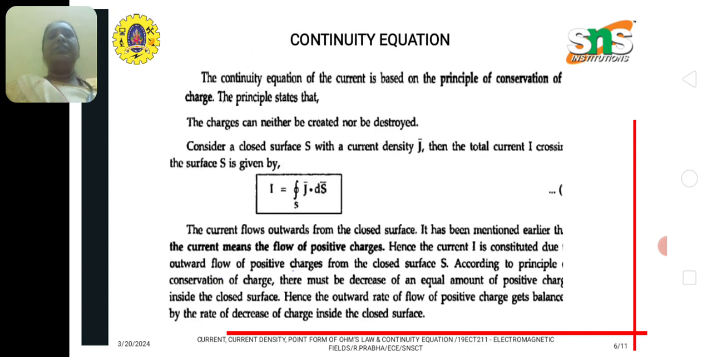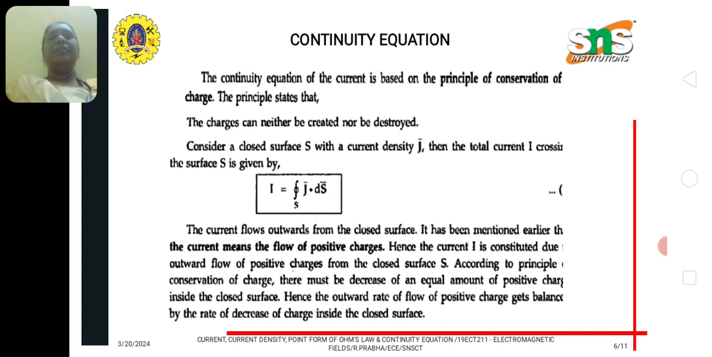And the continuity equation, which is based on the principle of conservation of charge. That is, the principle states that the charge can neither be created nor be destroyed. We know it is conservation of charge. So considering a closed surface S with a current density J, the total current I across the surface is given by the formula I is equal to the closed integral over the closed surface J dot ds.